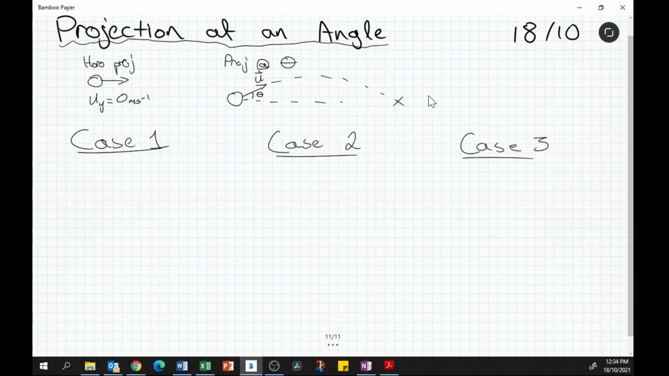All right, case 1. Landing at launch height. Nice flat line. Point of projection. Point of landing. Simplest case. Perfectly symmetrical. Quite easy to deal with.